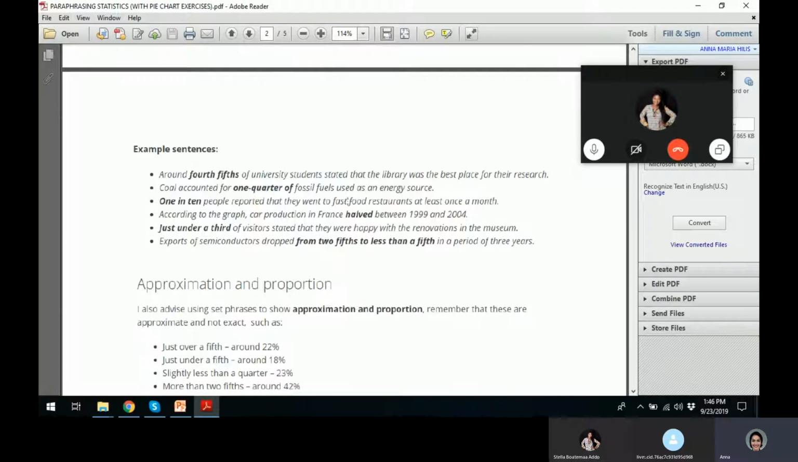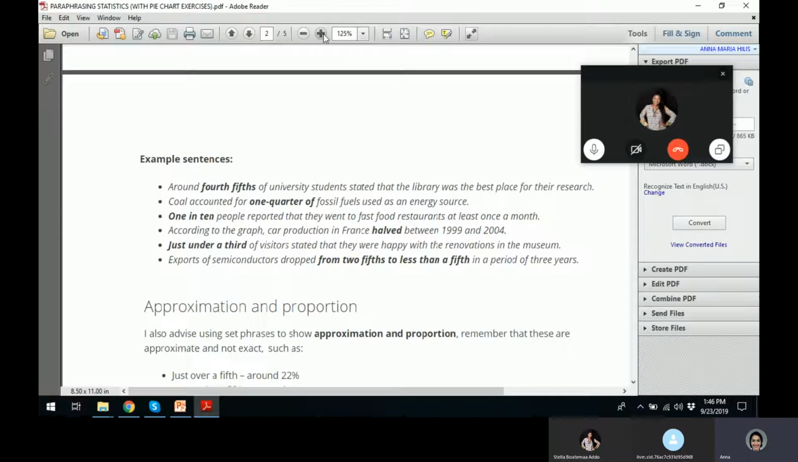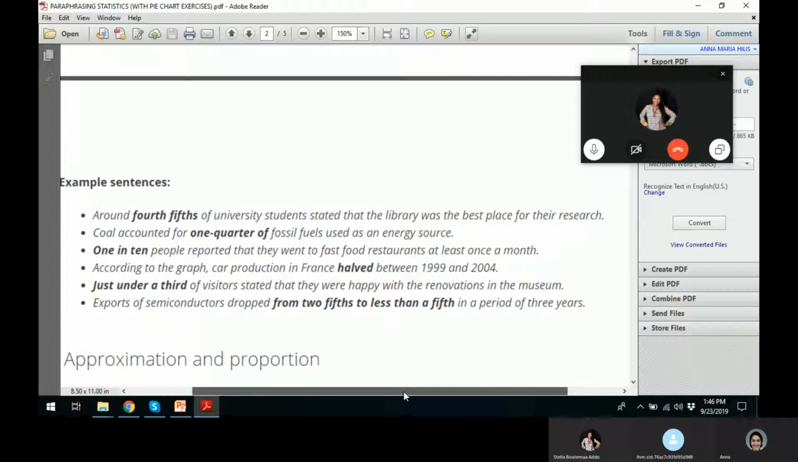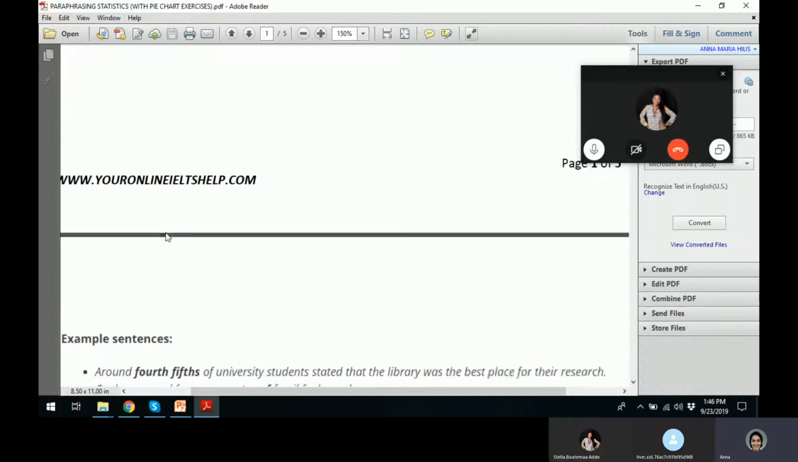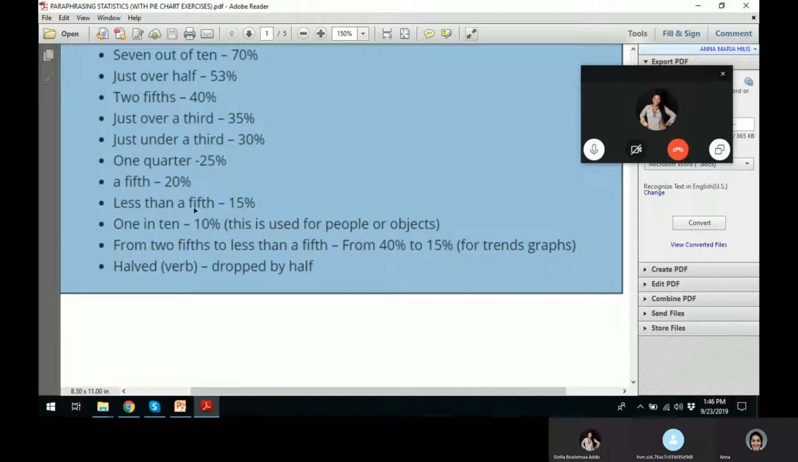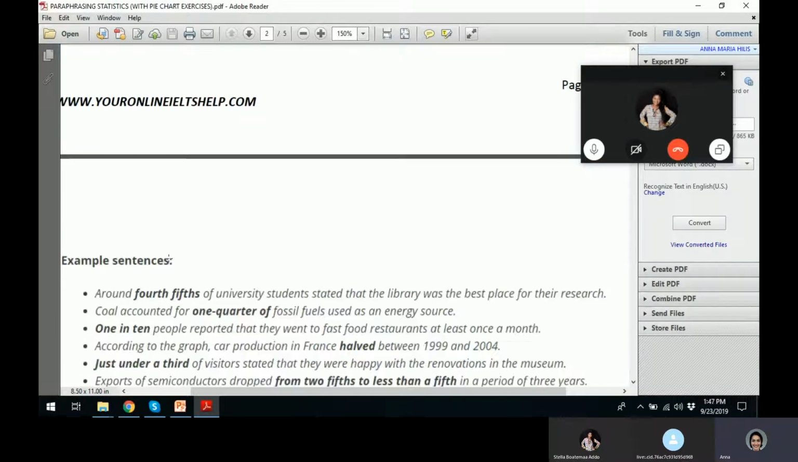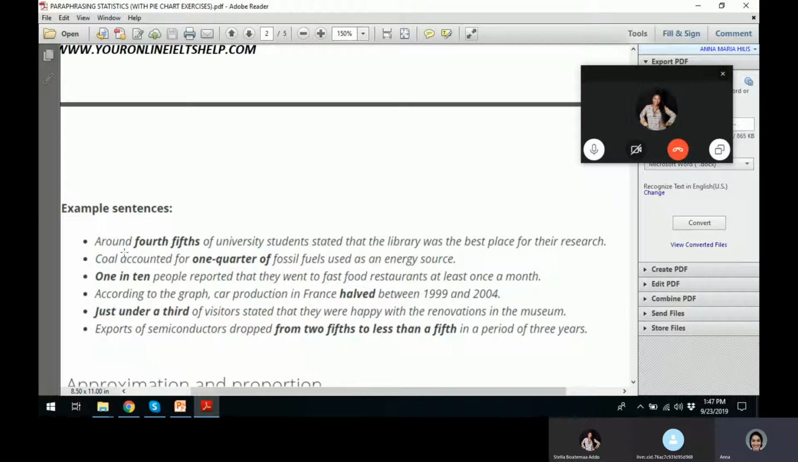All right, so here are some sample sentences. So instead of saying, what is 4/5? A fifth is 20%, right? So 4/5 is 80%. So instead of saying around 80%, you can say around 4/5 of university students stated that the library was the best place for their research.